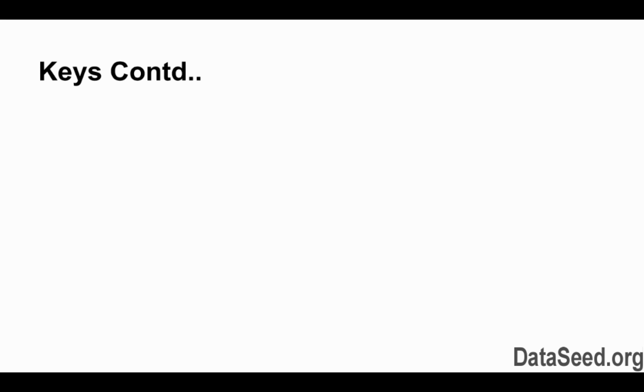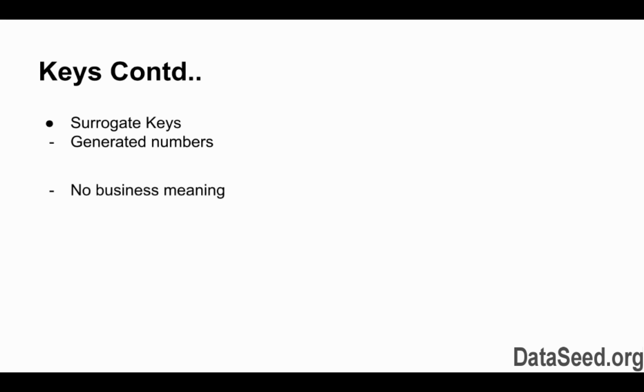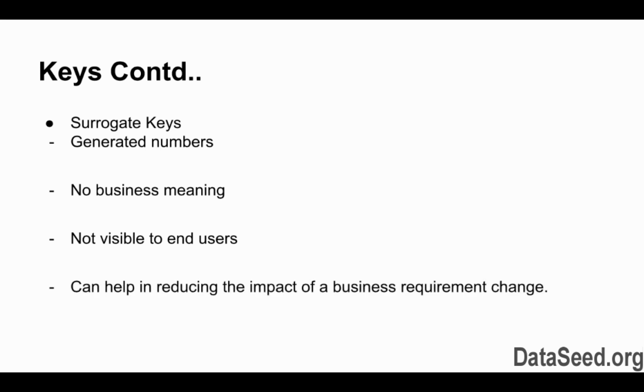A surrogate key has the following characteristics. It is typically an integer. It has no meaning. You will not be able to know the meaning of that row of data based on the surrogate key value. It is not visible to end users. End users should not see the surrogate key in a report. And it can help in reducing the impact of business requirement change. Now, this is the most important reason of having a surrogate key.